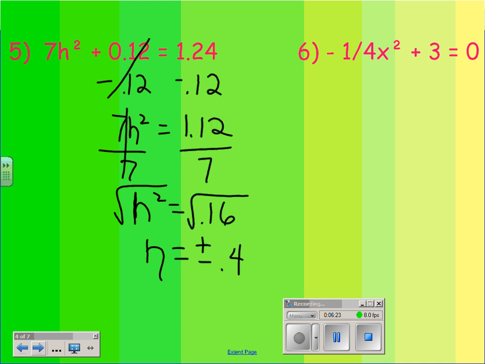So if you're not sure if that's 0.04 or 0.4, you're going to want to put that in your calculator to make sure that you get the right answer. Moving on, we have another example.